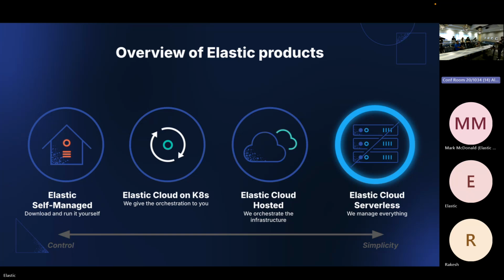Now, with our latest product that we recently launched, called Elastic Cloud Serverless, we manage everything. So now customers only need to care about building their own applications. They don't need to care about the infrastructure. They don't need to care about should I plan for capacity. They don't need to care about how I would scale up and scale down. Everything is much more automated, right?